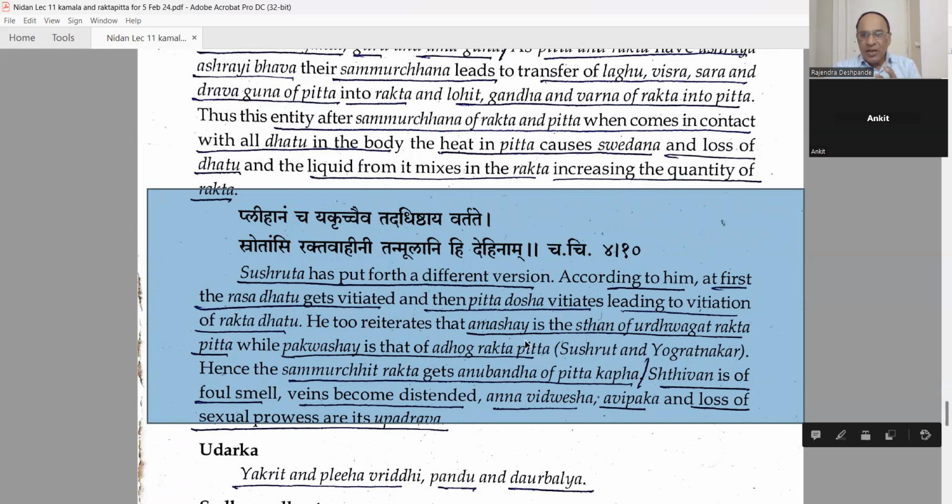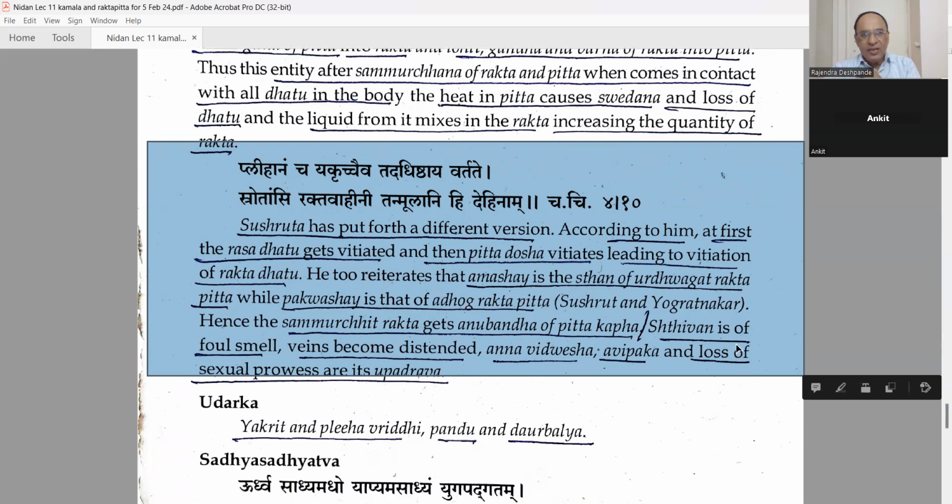He also says that Amashaya is the sthan of Urdhva Rakta Pitta, Pakvashaya is for the Adhoga Rakta Pitta, and Sammurchita Rakta gets Anubandha of Pitta dosha. Then Stivana is of foul smell. When one is spitting, it is foul smell. Veins become distended, capillaries, etc. Then there is a Anna Vidvesha. Patient will not like to eat something. Then Avipaka, digestion will not be proper, and loss of sexual power. These are the complications of Rakta Pitta Vyadhi.